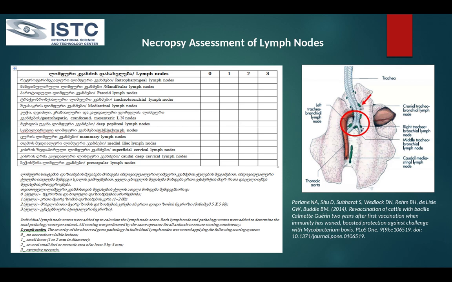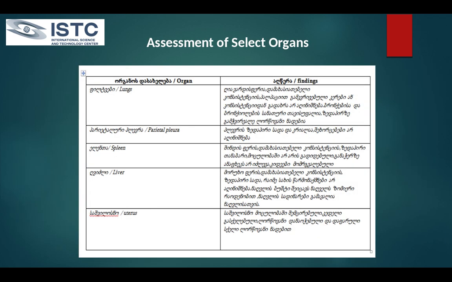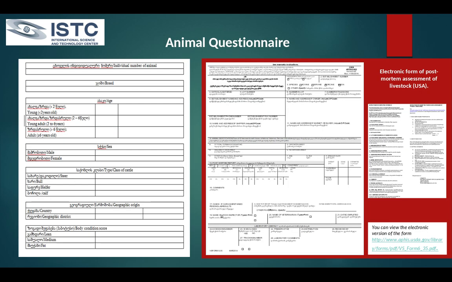It is essential to evaluate all lymph nodes in the thoracic cavity, abdominal cavity, and head region. The slide illustrates the topography of mediastinal and tracheobronchial lymph nodes. It is also essential to evaluate all parenchymal organs and highlight all macromorphologically visible changes, including color, consistency, tissue tension, uniformity, and other characteristics. A crucial component of the post-mortem assessment process is filling out the animal's questionnaire.